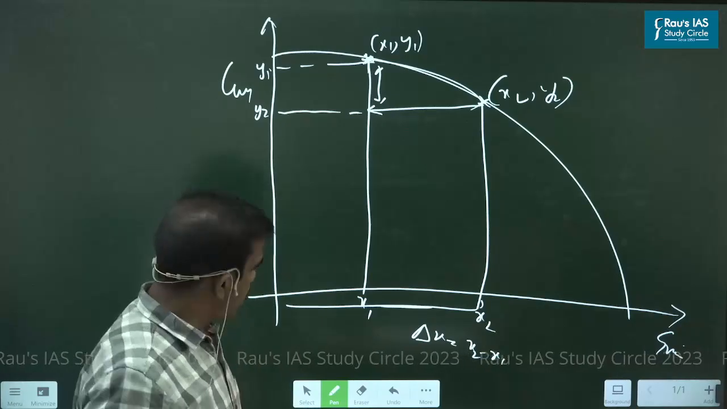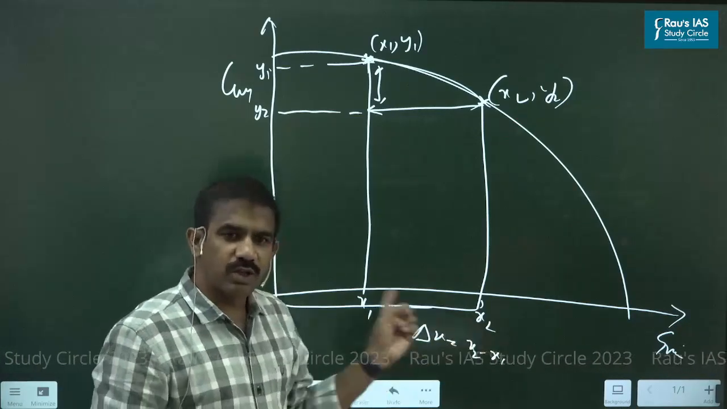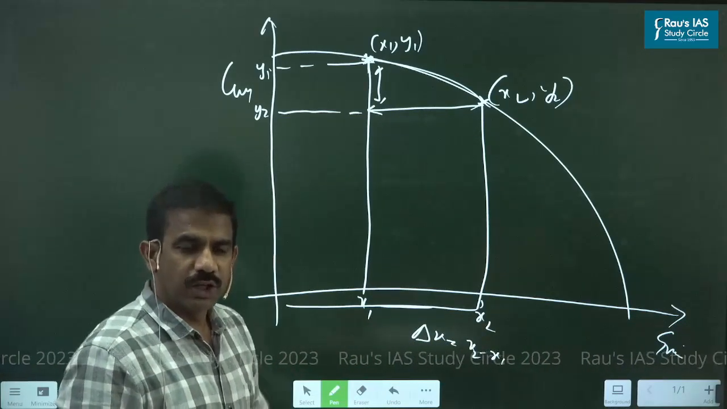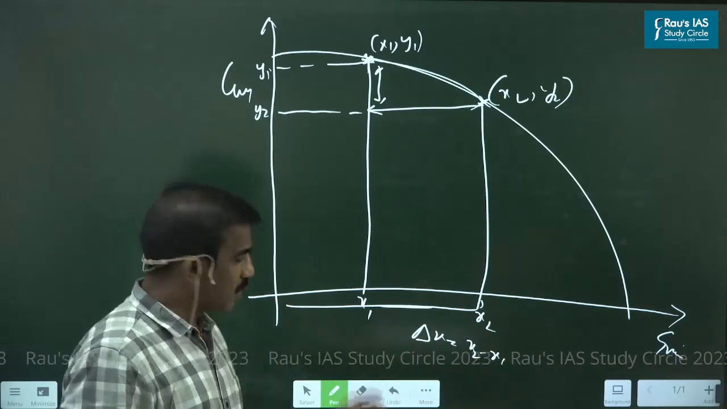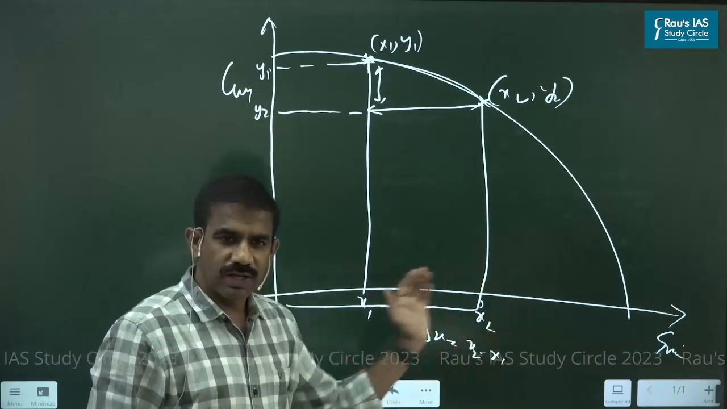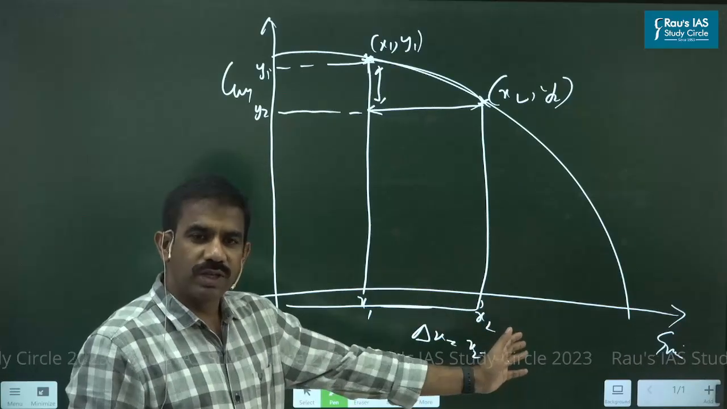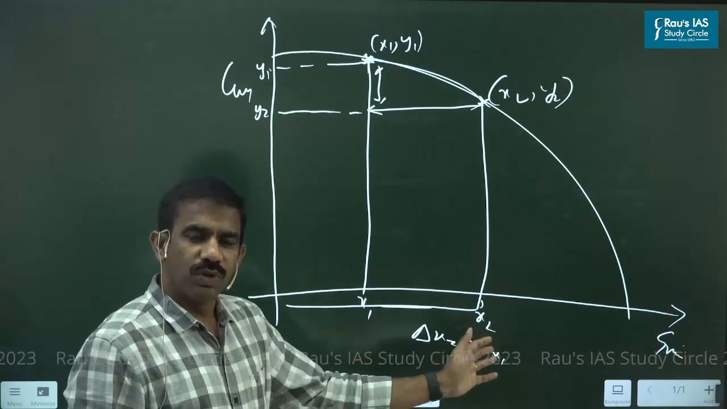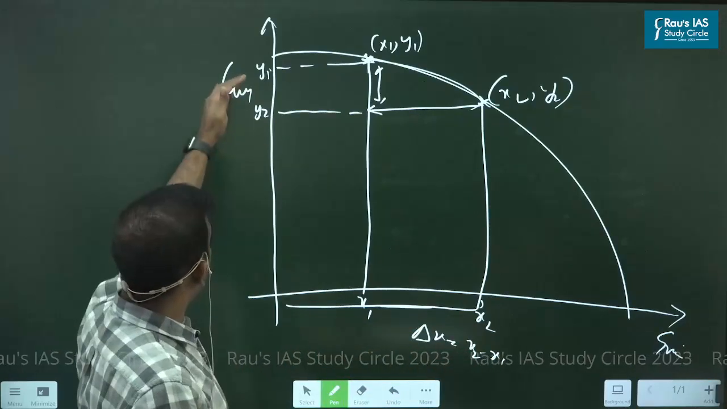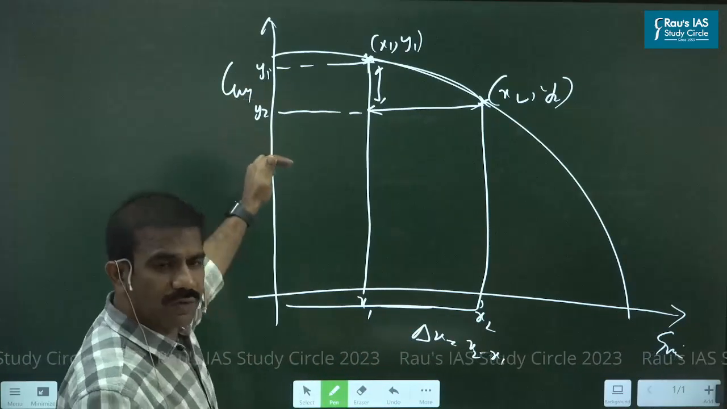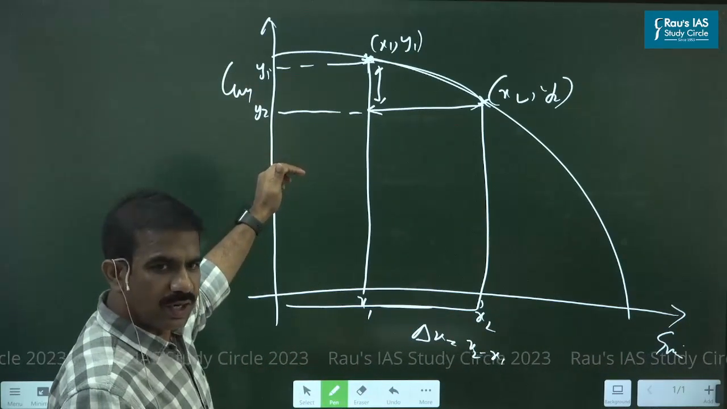Okay, now tell me, Mahalakshmi, is x2 more than x1 or less than x1? Because when you are moving to the right side from the origin, does this value increase or decrease? X2 is more. And y2, is that more than y1 or less than y1? Less than, isn't it? So look at it.